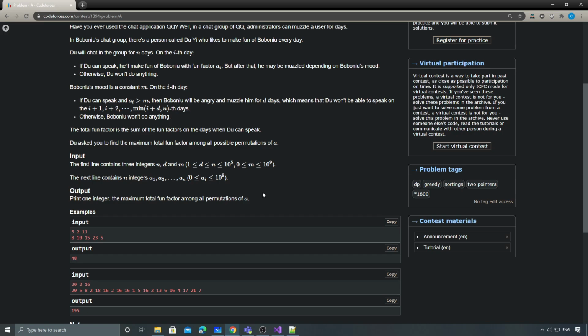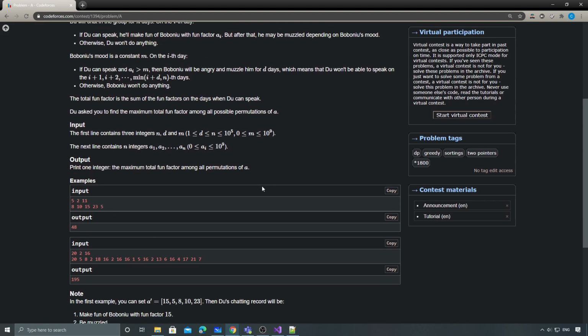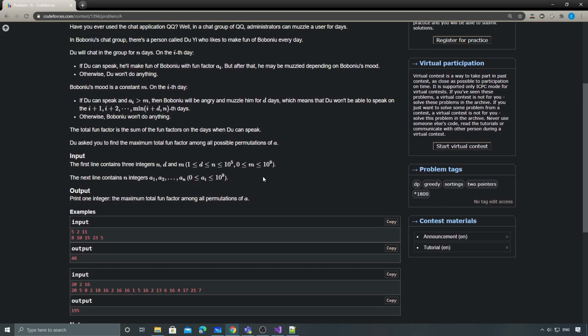This one is a greedy problem. Just to recap, we're categorizing those days into two different groups, and then we choose the days in a greedy approach, which means we always try to choose the days with the highest factors. But by doing that, we might end up paying a cost, which means we might get muzzled for n days. For that case, we calculate the days that have been used and how many days are left that we can still chat, pick those days that will not get muzzled, calculate the final result, and in the end get the maximum among all those scenarios.